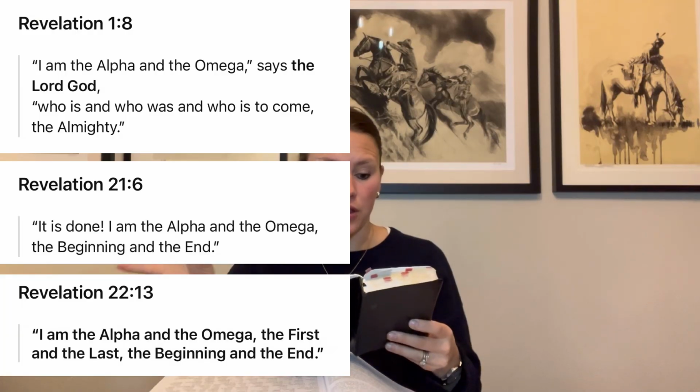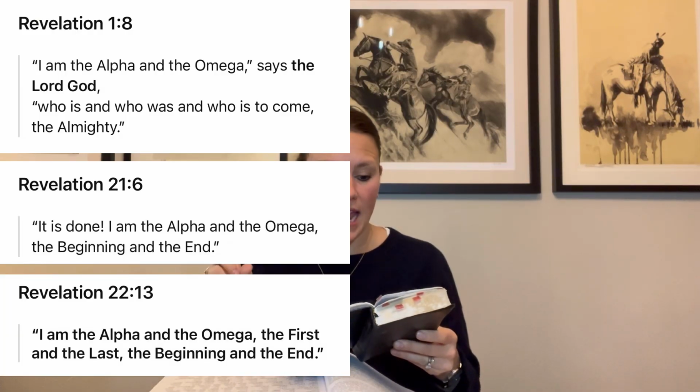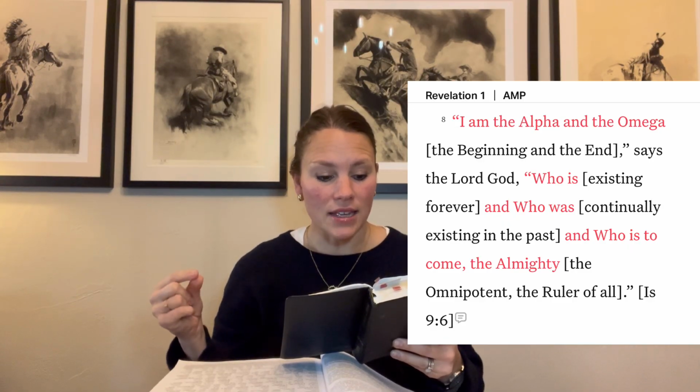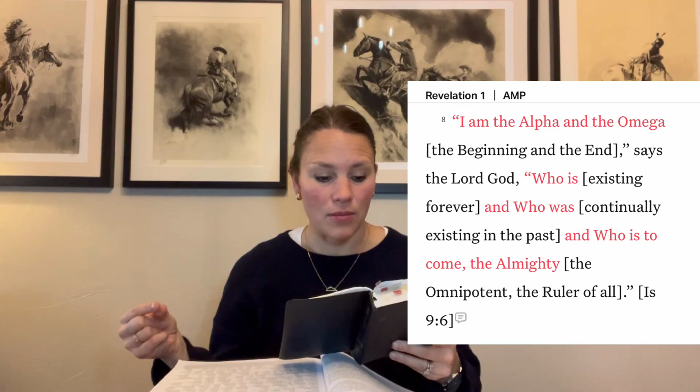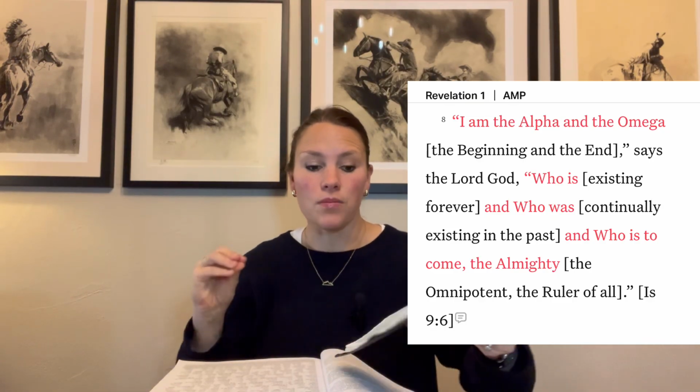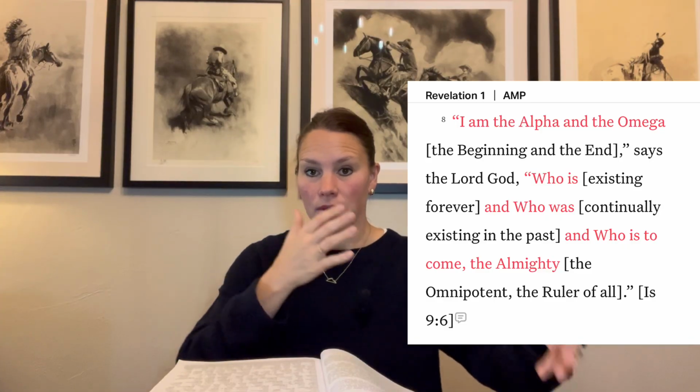So in Revelation 1, several places, and in John, Jesus says, I'm the Alpha and the Omega. So I'll read Revelation 1:8. It says, "I am the Alpha and the Omega, the beginning and the end, says the Lord God. He who is and who was and who is to come, the Almighty, the ruler of all." So Alpha and Omega is the Greek beginning and end, first A and Z.